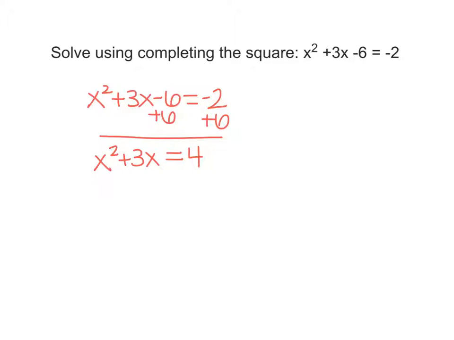The next step is going to be to take b, which is the coefficient in front of the x, and split it in half. So 3 divided by 2 is going to be 3 halves. You can leave it as 3 halves. Next, you're going to take the 3 halves and square it, which is 9 over 4. 9/4 is going to be added to each side of the equation.